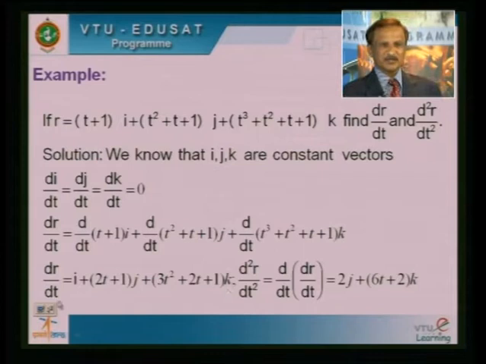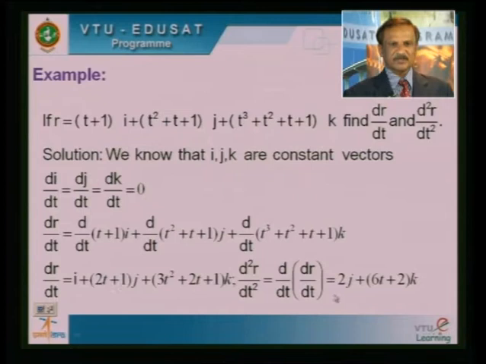So once again, you want to differentiate all these terms. You will get the second derivative, d square r upon dt square. That's why I have written d by dt of dr by dt. Here, what is the first term? The first term is i. i is a constant vector, and if you differentiate i, you will get 0. That's why I have not written 0. Plus the second term is (2t + 1). If I differentiate 2t, I will get 2. The derivative of 1 is again 0. So that's why I have written 2 into j.